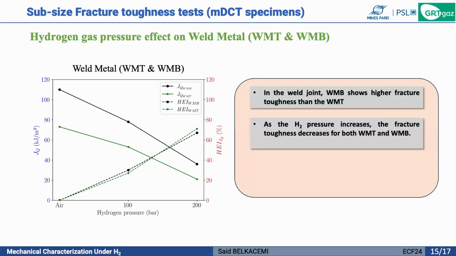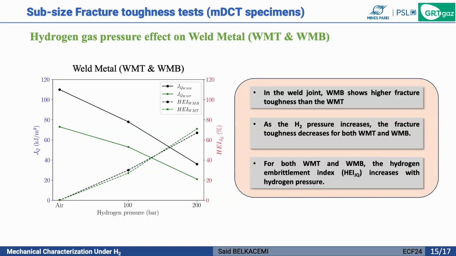We also see that as the hydrogen pressure increases, the fracture toughness of both weld metal top and weld metal bottom decreases, and the hydrogen embrittlement index may achieve 70% under 200 bar, while we have only 30% of the hydrogen embrittlement index under 100 bar.